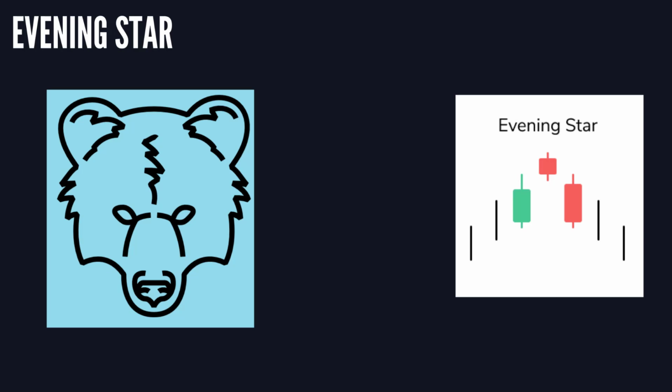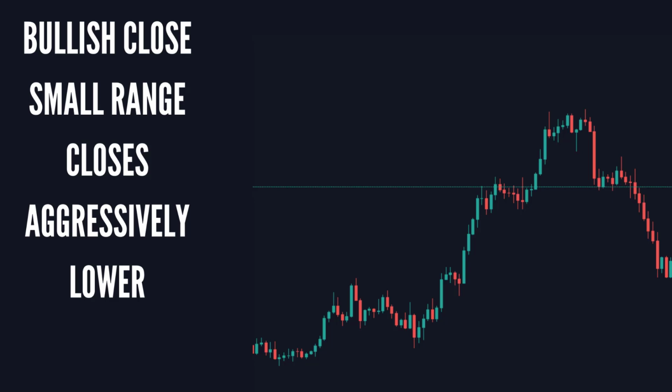I'll explain it better to you. The first candle has a bullish close, alright? The second candle has a small range. The third candle closes aggressively lower, more than 50% of the first candle, as you can see clearly here in this beautiful example. In short, an evening star tells you the buyers are exhausted. These examples give you a better understanding of the condition of the markets.